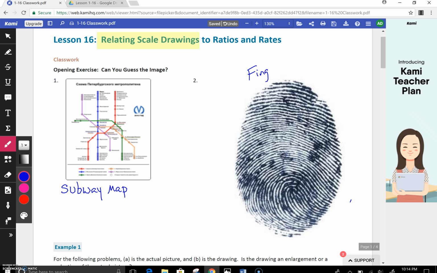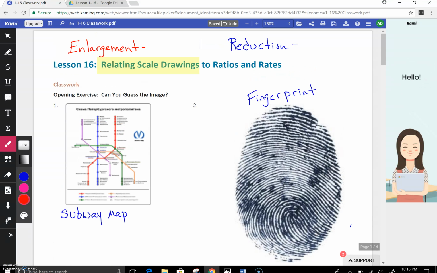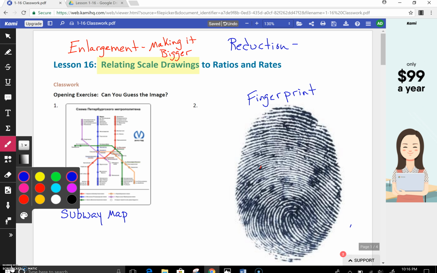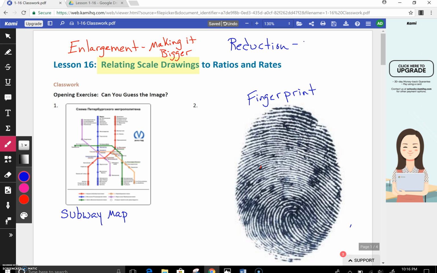Probably quite obvious. So why would we do something so easy for the opening exercise? Because we're going to learn 2 vocabulary words that we need to know for this lesson. And those 2 vocabulary words are enlargement and reduction. So when we're talking about scale drawings, an enlargement is taking something that is small and making it bigger. And reduction is the opposite of that. It's taking an image that is big and making it smaller.